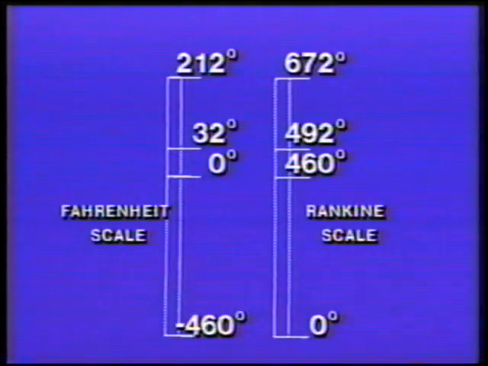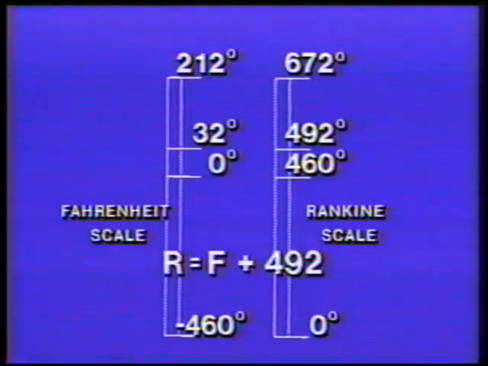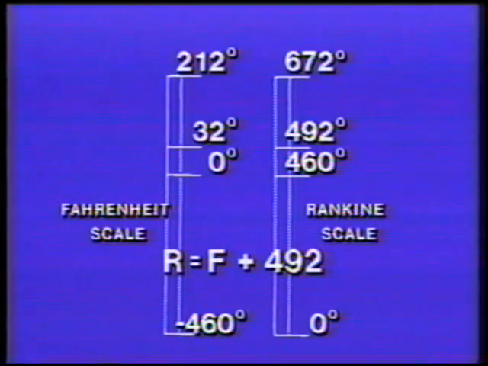Another scale relating absolute zero to the Fahrenheit scale is the Rankine scale. Absolute zero on the Rankine scale is 460 degrees below zero on the Fahrenheit scale. To find the Rankine temperature when the Fahrenheit temperature is known, add 492 degrees to the Fahrenheit temperature. Water freezes at 492 degrees on the Rankine scale.